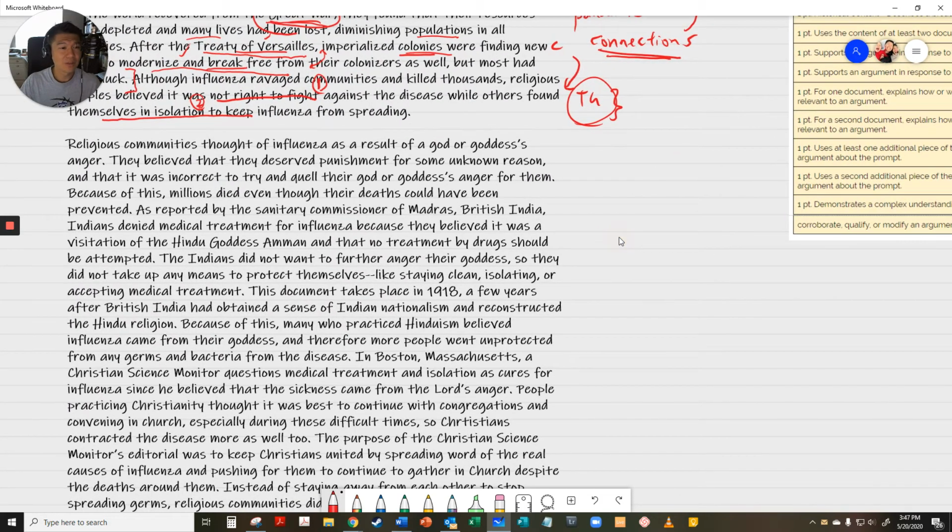Religious communities thought of influenza as a result of God's or goddess's anger. They believed it was their punishment for some unknown reason, and it was incorrect to try to quell their God's anger. All right, so this is a good topic sentence. Millions died, and so forth. So here is evidence in terms of Document 1, where there's an understanding of placing this in the correct location and what it is. To believe there's a visitation.